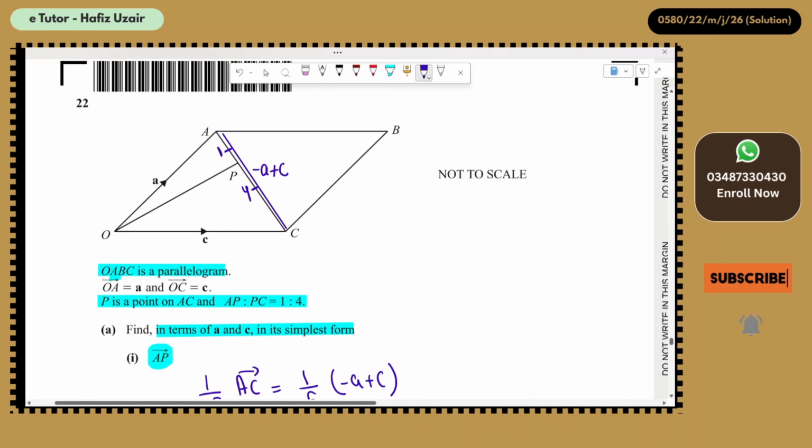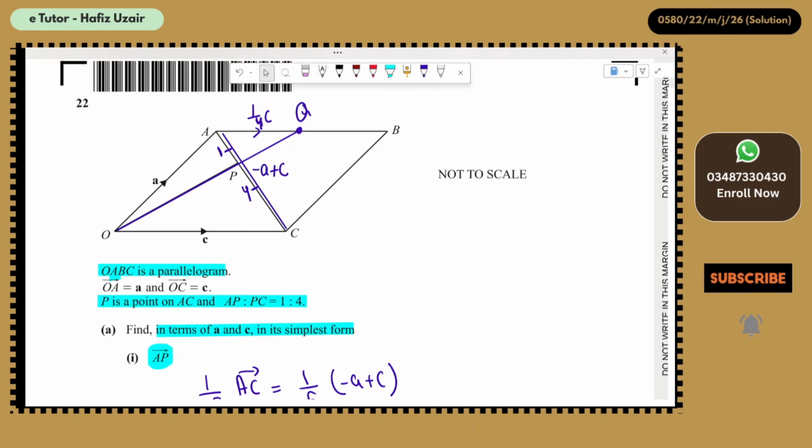Let's say this is the line. If it is on the same straight line, then Q will be over here somewhere, and AQ is 1 over 4 C. All right. Now we have the value of OP. Let's find out the value of OQ.